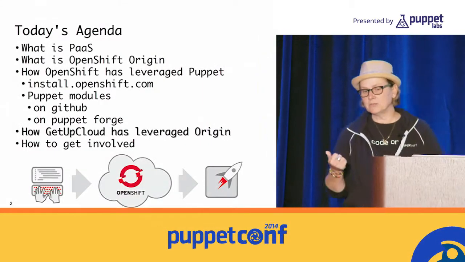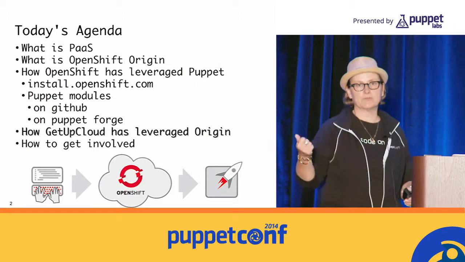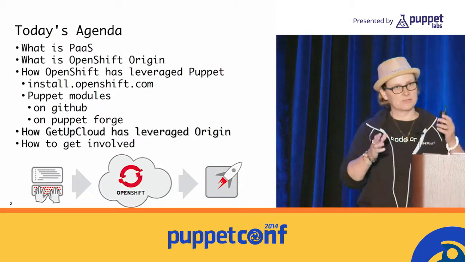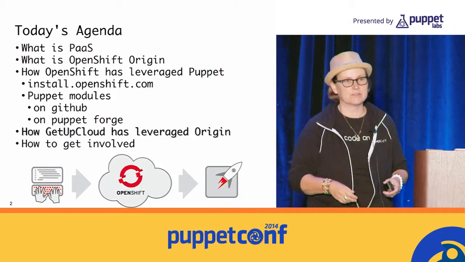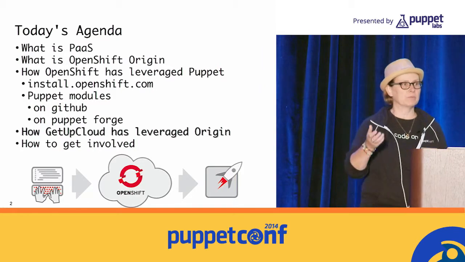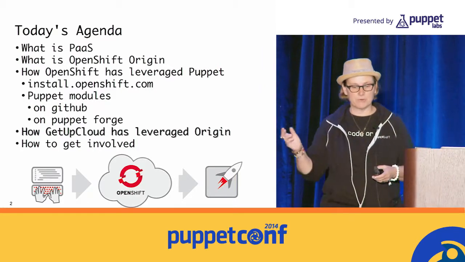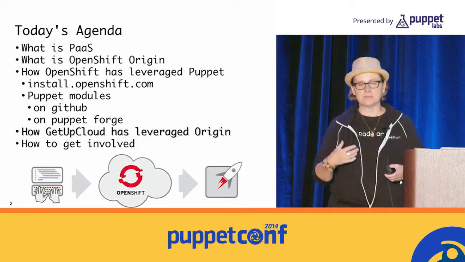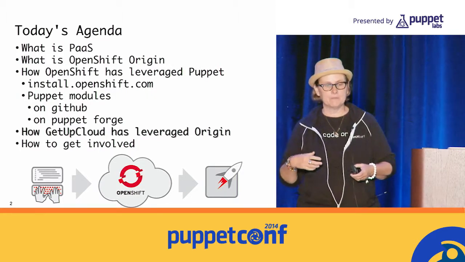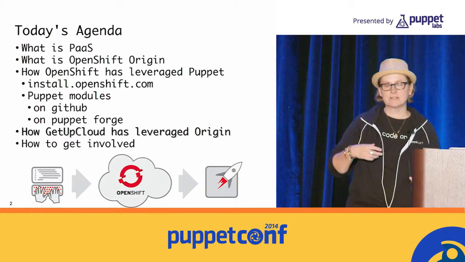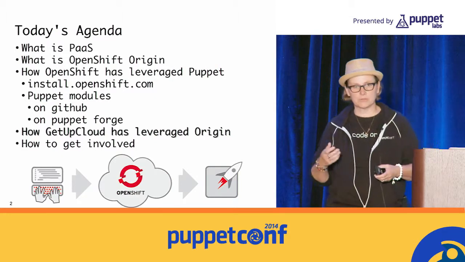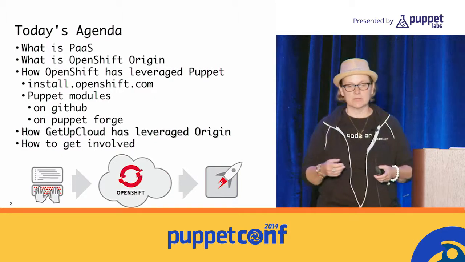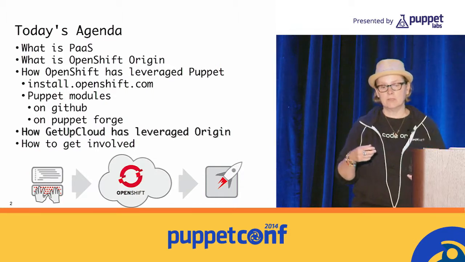So I'm going to talk a little bit about what is PaaS, what is OpenShift Origin, because I think there's a distinction there. There's lots of platform as a service out there. If you were out walking the halls, you probably saw a few other vendors doing that as well. I'm going to talk about how OpenShift specifically has leveraged Puppet in our install process. I'll walk a little bit through.